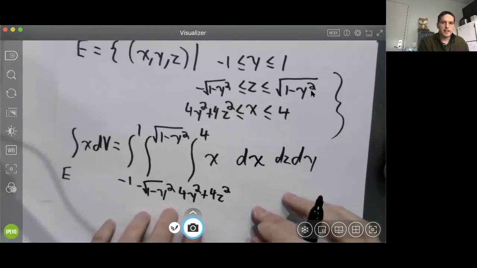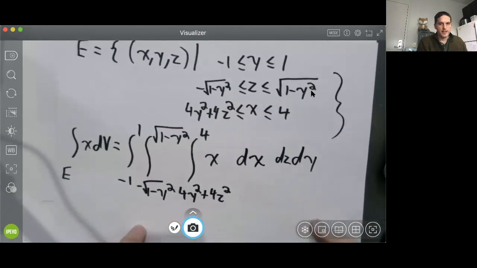So here, now we have set up our integral. And at this point, that was the hard part. In principle, it's straightforward to just evaluate these integrals.